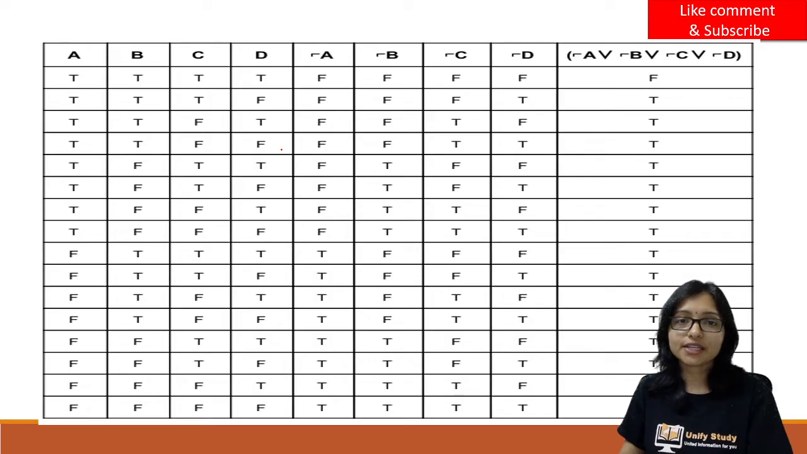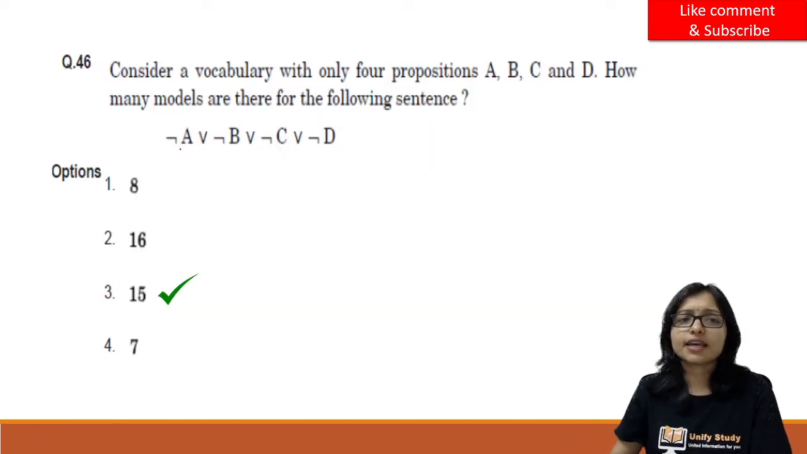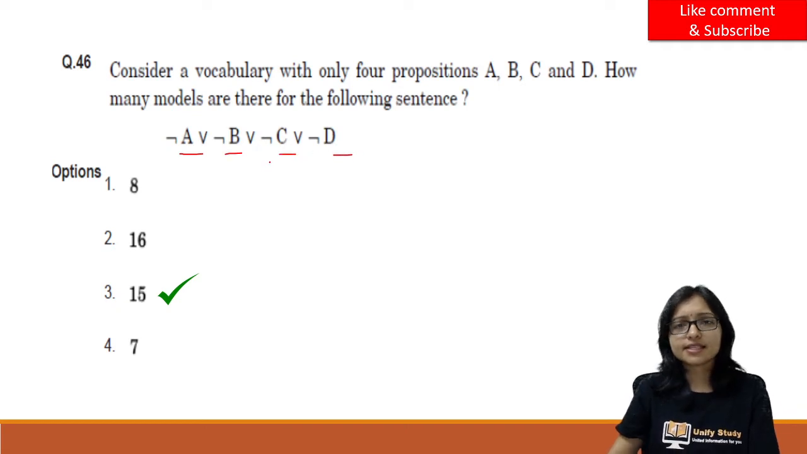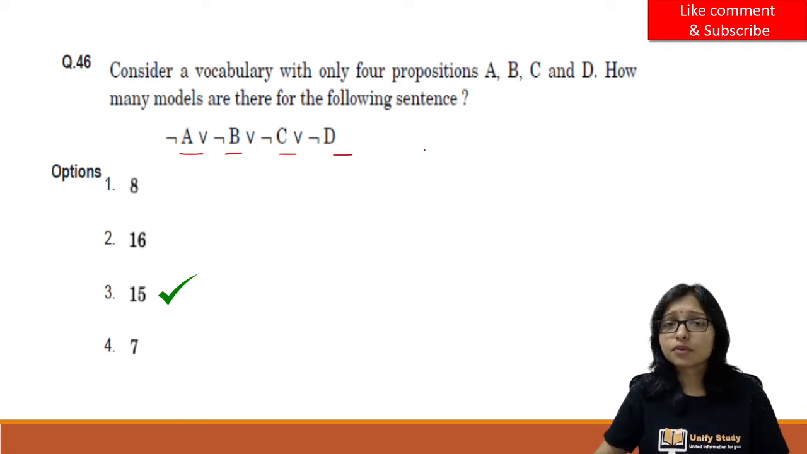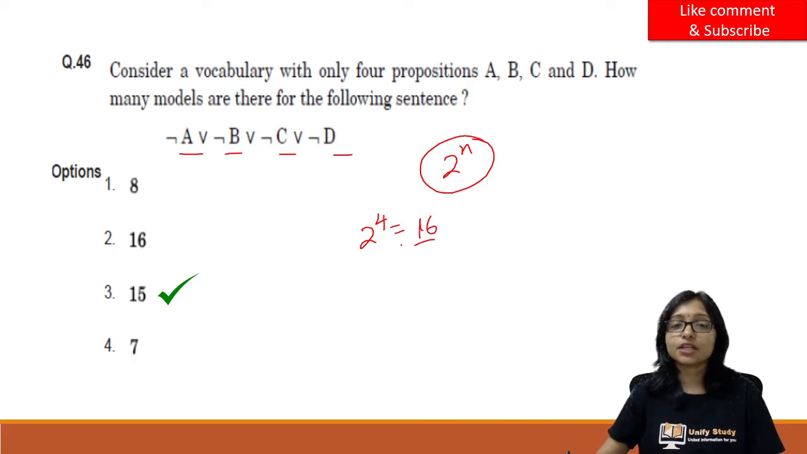No need to do it. How to do? Think logically. Here how many variables are there? A, B, C, D, 4 variables. Using 4 variables, how many combinations can we take? 2 to the power n combinations always. So combinations will be 2 to the power 4, that means 16 combinations.